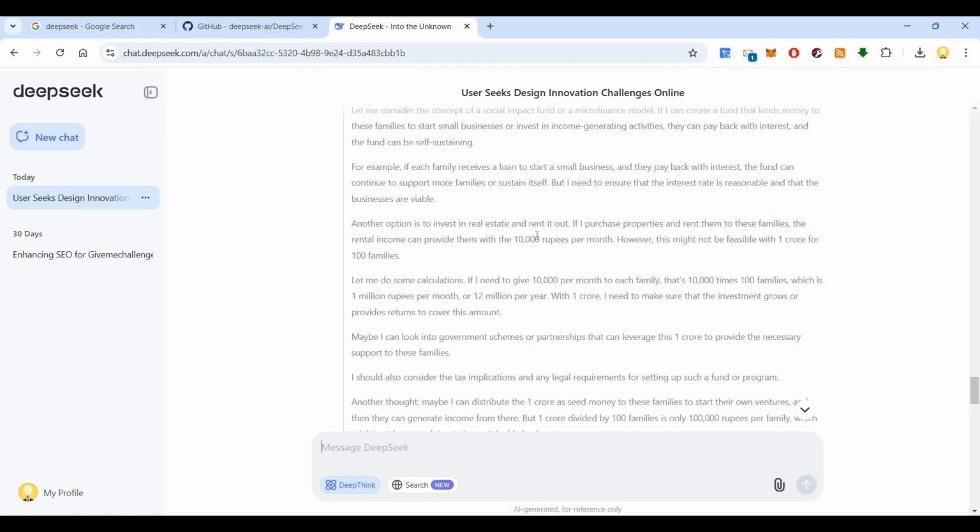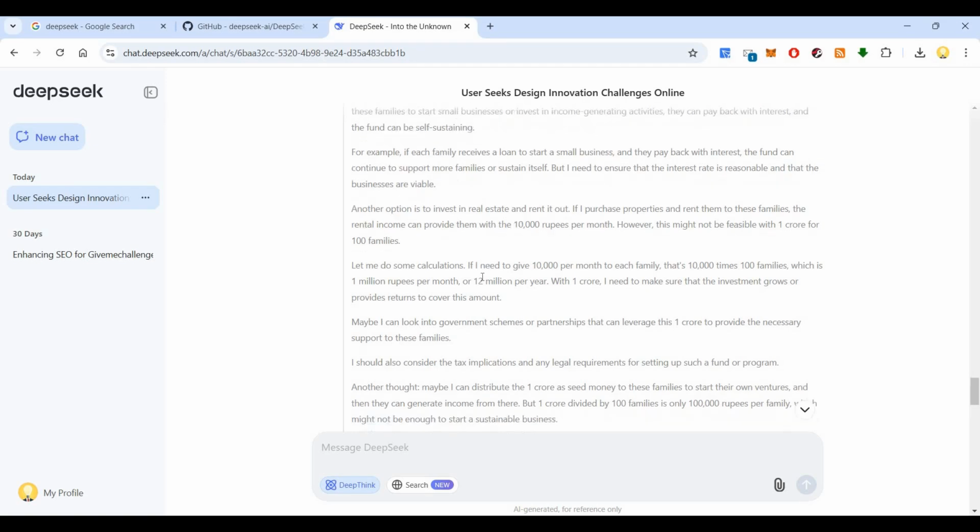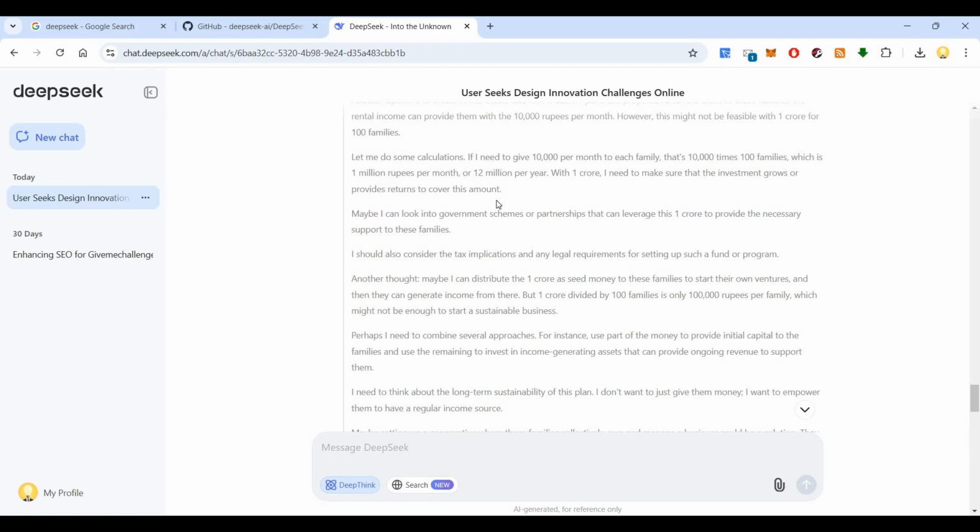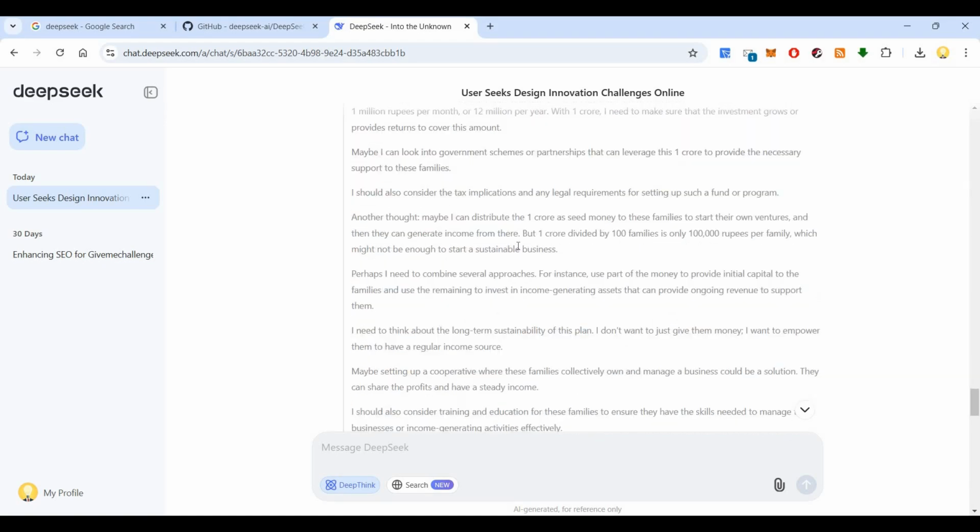So another option is to invest in real estate and rent it out. If I purchase properties and rent them to these families, the rental income can provide them with 10,000 rupees per month. However, this might not be feasible with 1 crore for 100 families. So let me do some calculation. 10,000 times 100 families is 1 million rupees per month, or 12 million per year. With 1 crore, I need to make sure the investment grows or provides a return to cover the amount. Maybe I can look into government schemes or partnerships that can leverage this 1 crore or provide the necessary support.